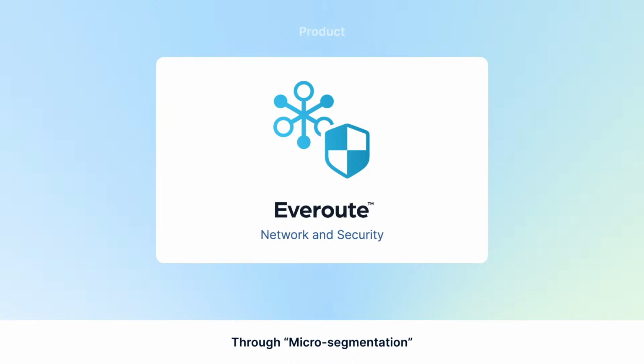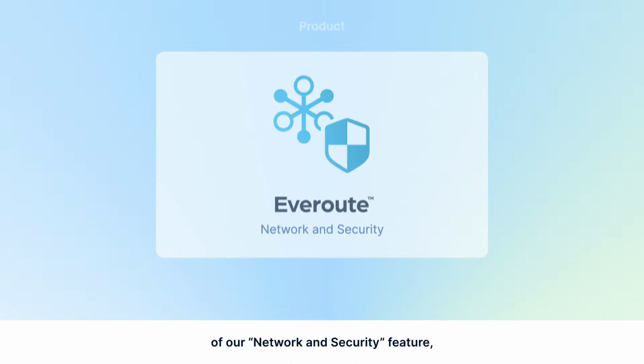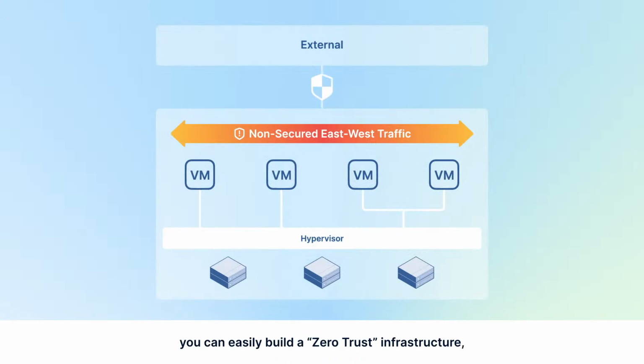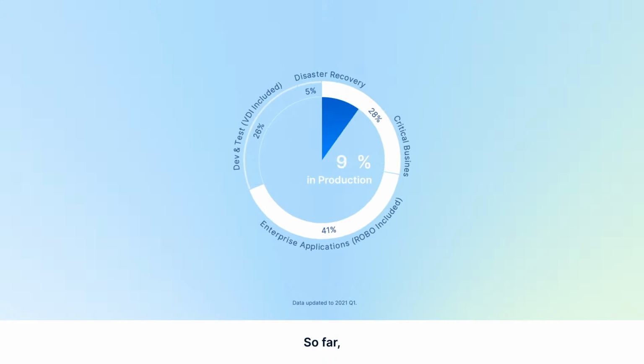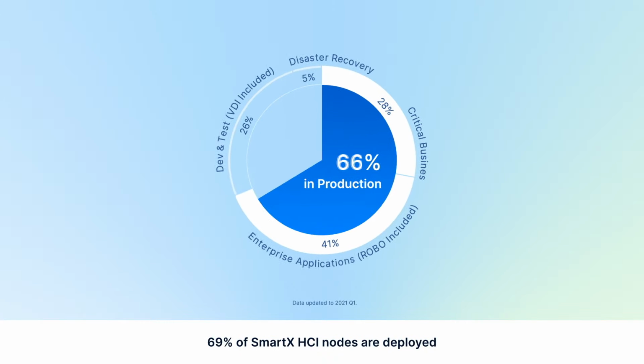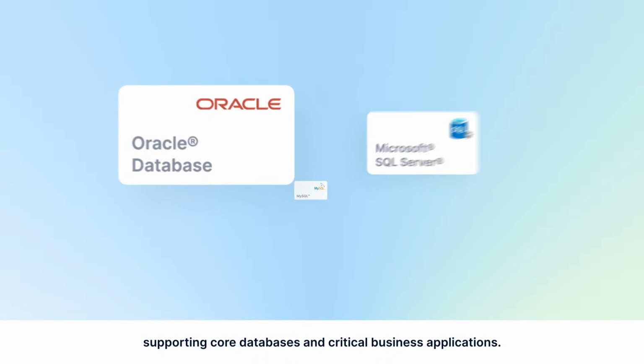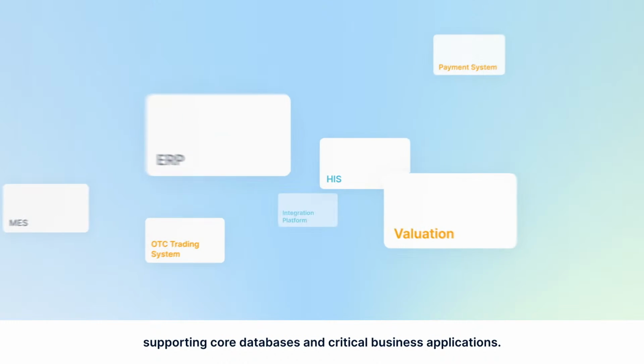Through micro-segmentation of our network and security feature, you can easily build a zero-trust infrastructure to reduce the impact of security threats on business continuity. So far, 69% of SmartX HCI nodes are deployed in production environments of financial services and other industries, supporting core databases and critical business applications.